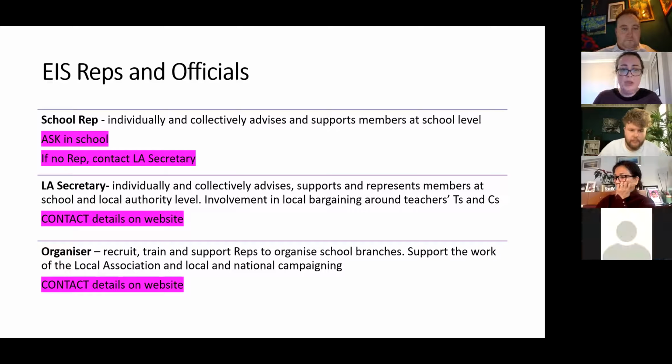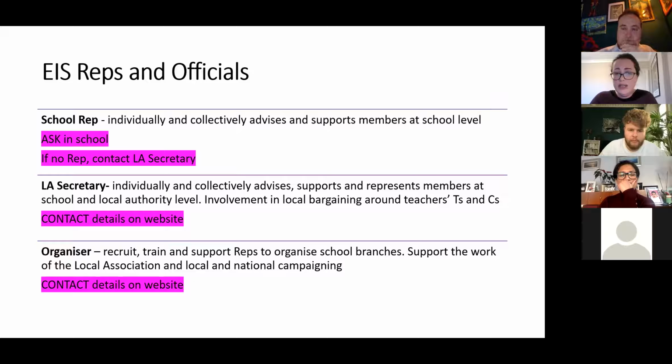An LA secretary. We have 32 LA secretaries in Scotland to cover every different local authority, and they represent members in the local authority collectively and individually, and do local bargaining as well.